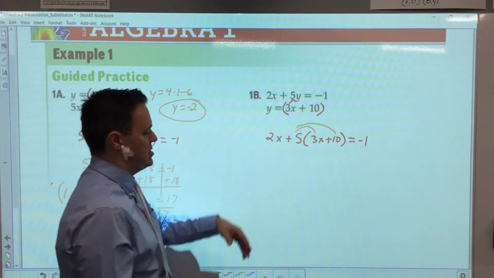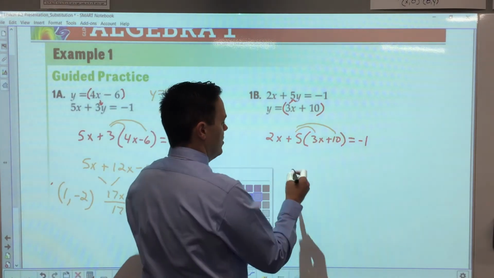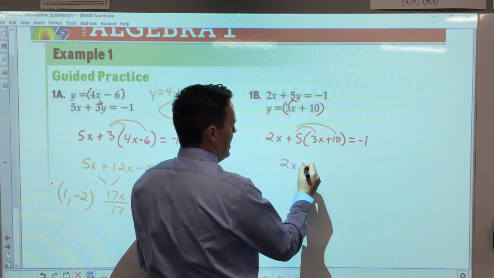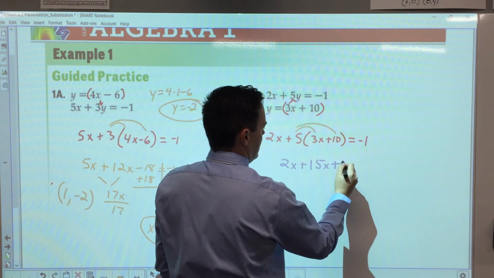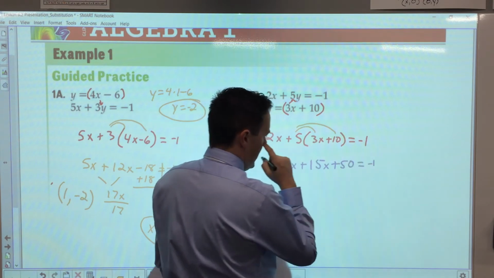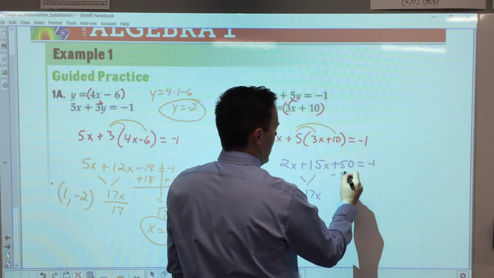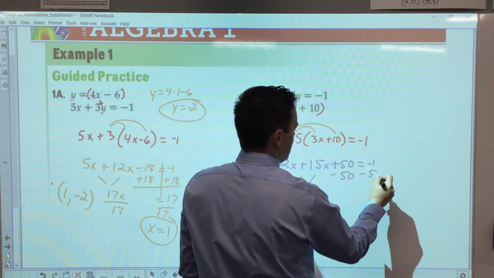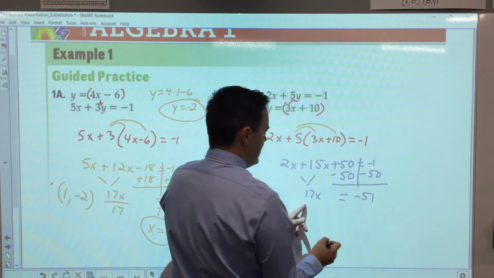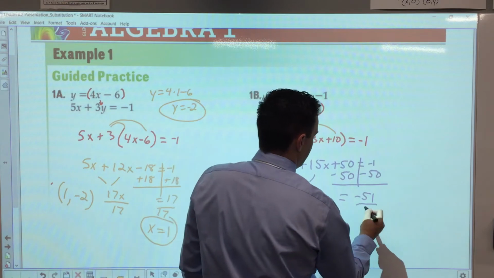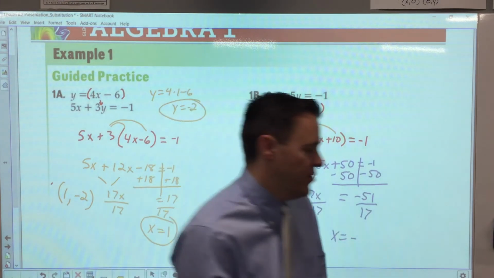On this one here, ladies and gentlemen, hopefully you were able to work on it and try to figure it out yourself. If not, pause the video right now. 15 and 50 equals negative 1. Put these together: 17x, subtract 50 from both sides, and you get negative 51, 17. So you divide this by 17, x equals negative, I think that's a 4.